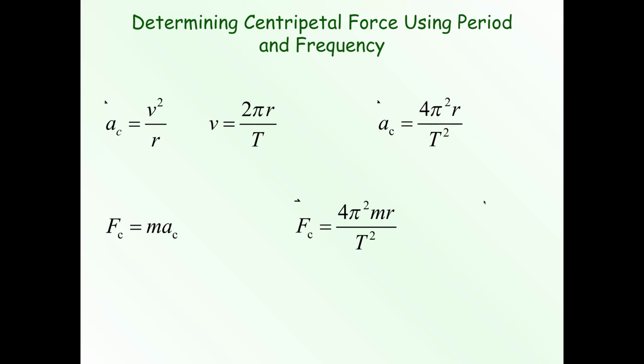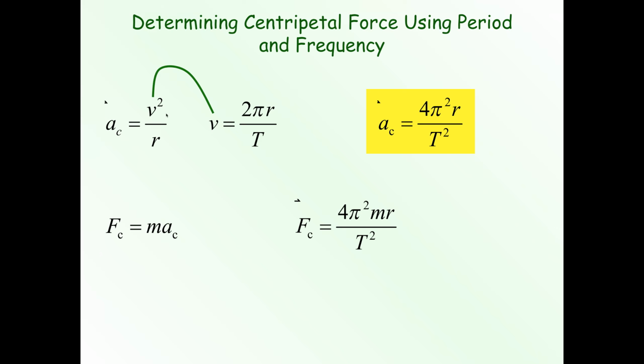Some of the formulas that you'll need, and kind of how to manipulate them, are all given on your formula sheet. If you want to find the centripetal acceleration and you don't have v, you can just substitute v in here, and this is the formula you come up with.